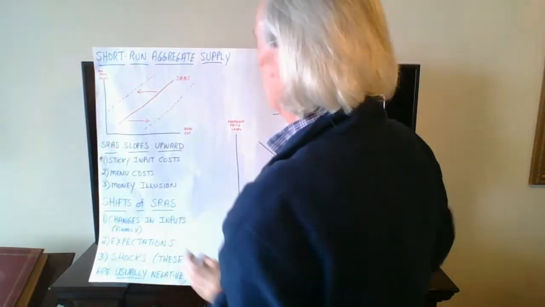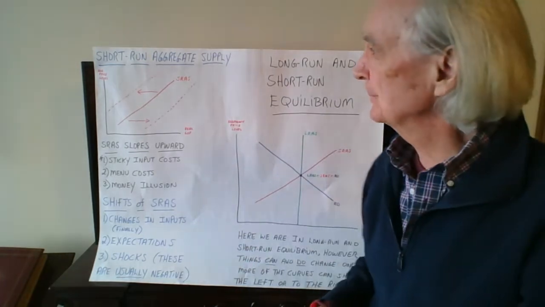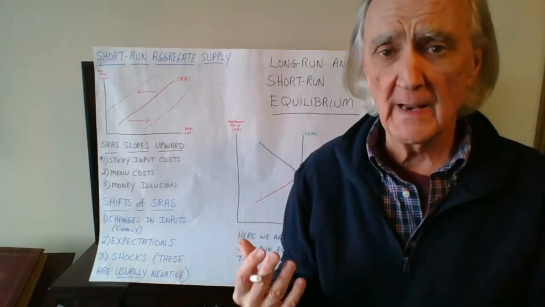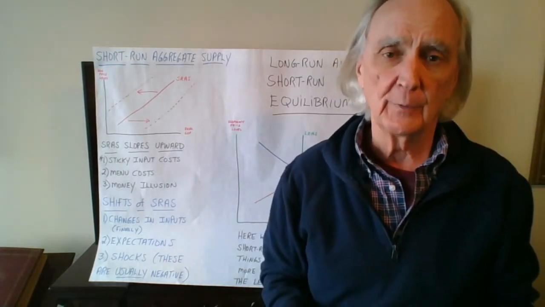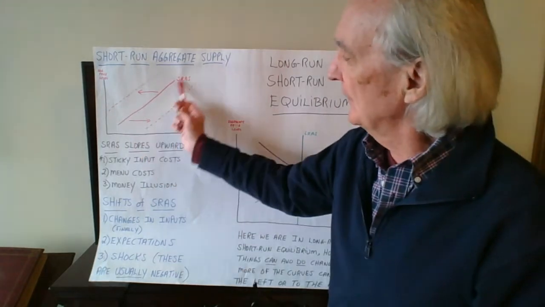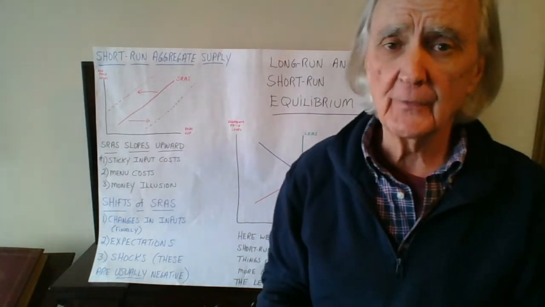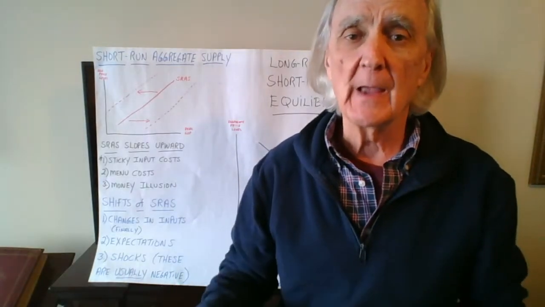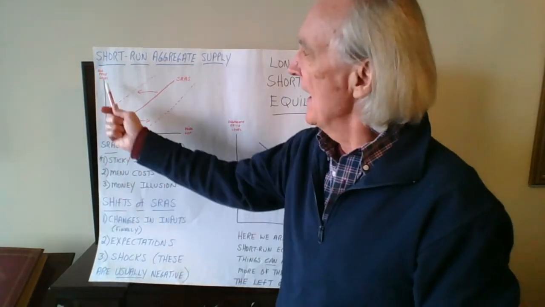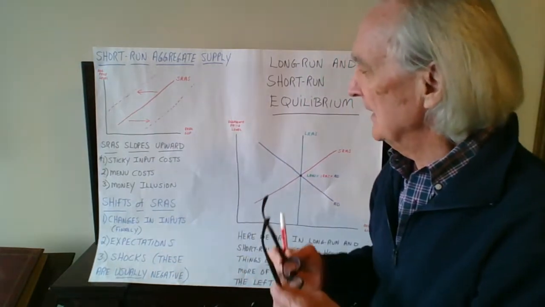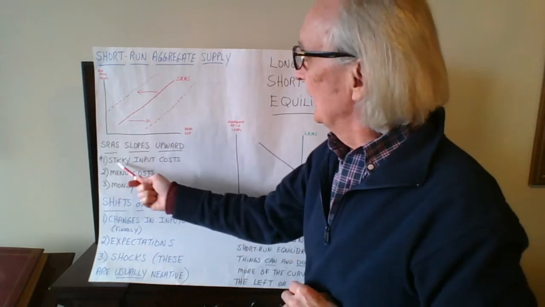All right. So now we're looking at short-run aggregate supply, and again, short-run aggregate supply looks like our good old regular supply curve. It has a positive slope, and there's a lot of similarities between the short-run aggregate supply and regular supply. Again, though, this is the supply of everything. So we've got aggregate price level and real GDP. Now, the short-run aggregate supply slopes upward because of sticky input costs.